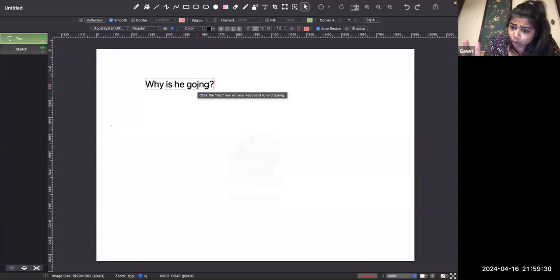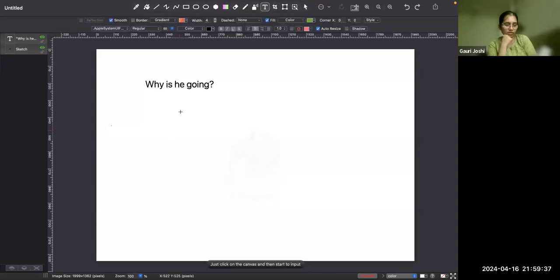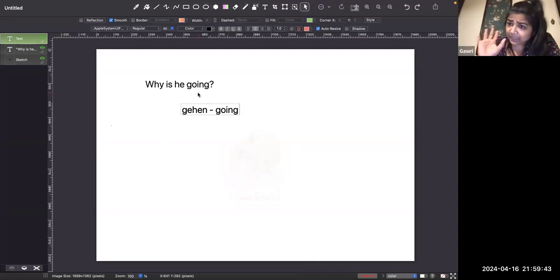Go through your notes. For going, what is the verb that we have written? Gehen. We have written gehen. So translate the sentence. Take your time. All of these words are there in your notes. Go through your notes and translate this sentence. Don't tell the answer right now. Let everyone do it, then we will discuss.